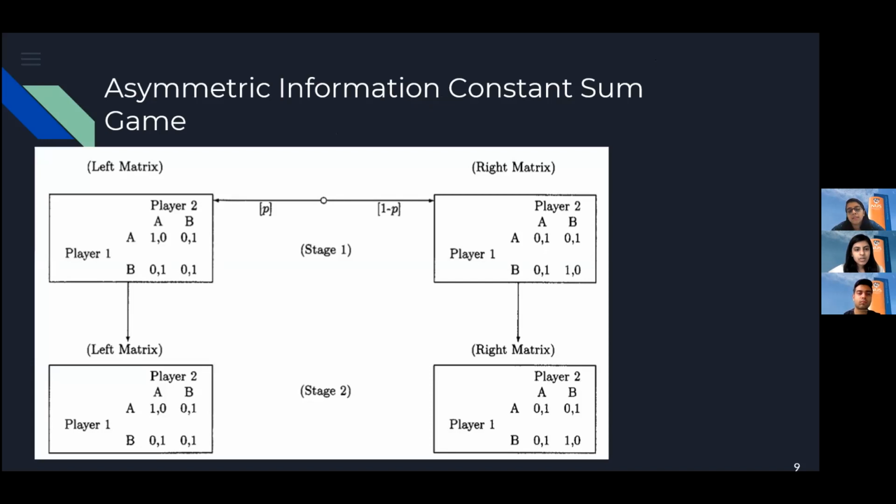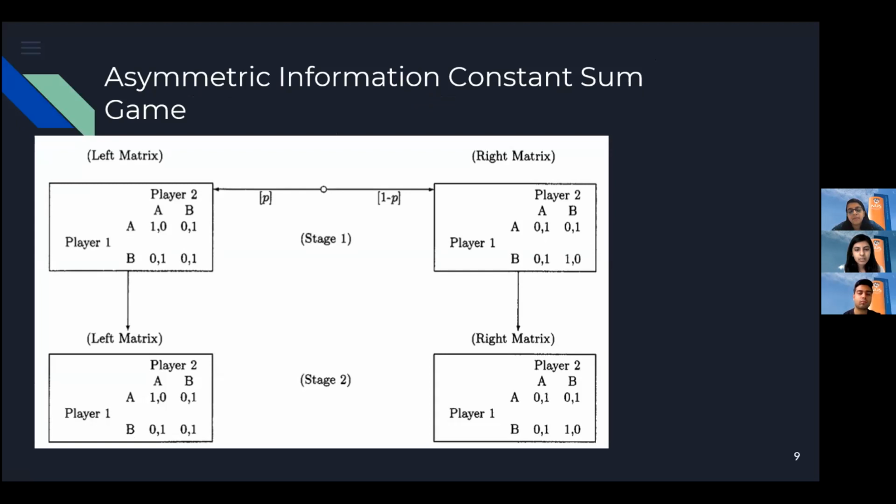So the game consists of two payoff matrices, two players who are given two actions A and B, and a constant sum reward in each round. Every round of the game consists of two stages. A game G of P is a game in which the left matrix is chosen with a probability of P and the right one is chosen with a probability of 1 minus P. Player 1 is aware of which matrix is chosen, whereas player 2 is not given this information. In stage 2, however, player 2 is told which action player 1 took.